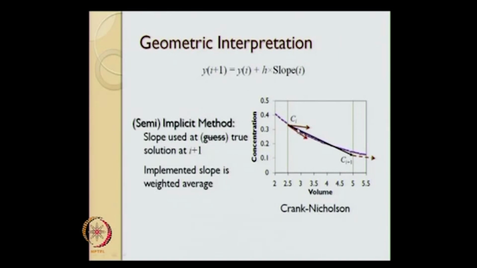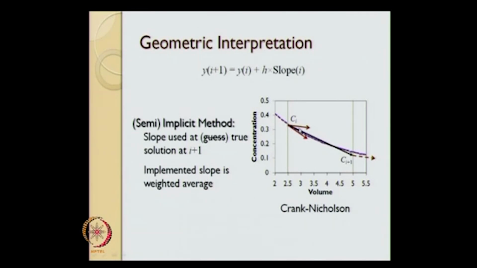The idea of the Crank-Nicolson method is that the red line represents the slope at (t_i, C_i). This dotted line represents the slope at the final solution, which is yet unknown, because it is the slope at the true solution at i+1. This is an implicit method. Why is it an implicit method? Because this true solution at i+1 is not known at time i. So we need to compute both C_i+1 as well as the slope at C_i+1 simultaneously. Okay, that is the Crank-Nicolson method.